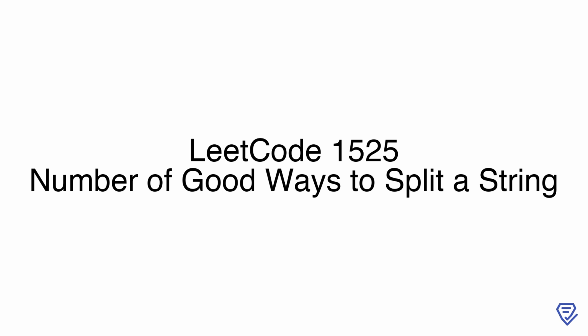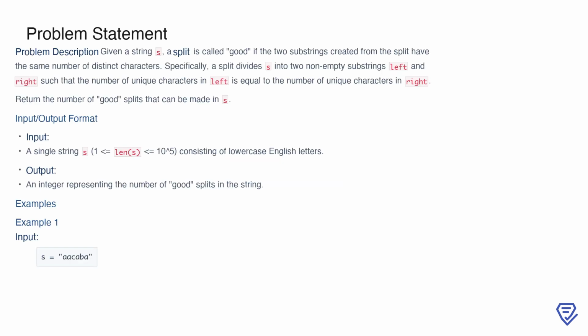Let's get started. In this problem, we are tasked with determining the number of good splits in a given string S. A split is defined as dividing S into two non-empty substrings, left and right. For the split to be considered good, the number of distinct characters in left must be equal to the number of distinct characters in right. Our goal is to return the total count of such good splits.